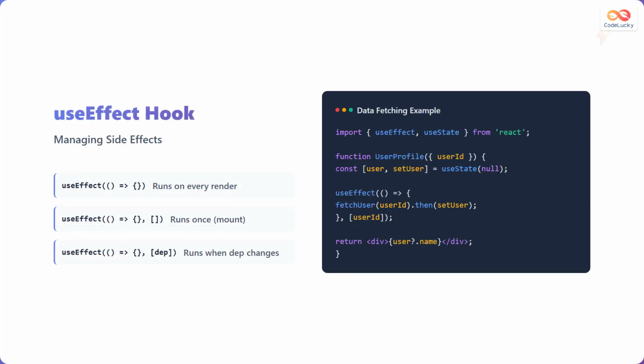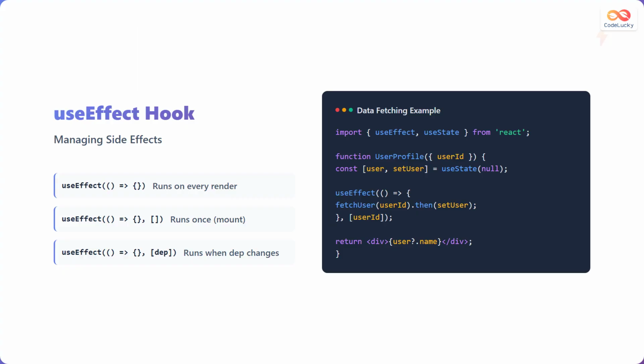The useEffect hook manages side effects in React functional components. Side effects include data fetching, subscriptions, timers, or manually updating the DOM. The hook accepts a callback function and an optional dependency array. When called without dependencies, useEffect runs after every render. With an empty dependency array, it runs only once when the component mounts, similar to componentDidMount in class components. With specific dependencies, it runs when those dependencies change.